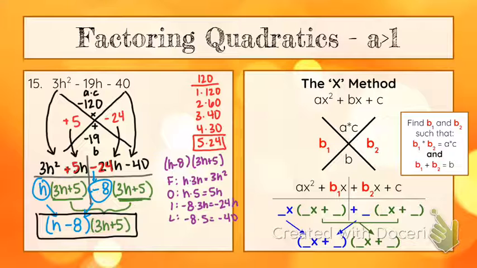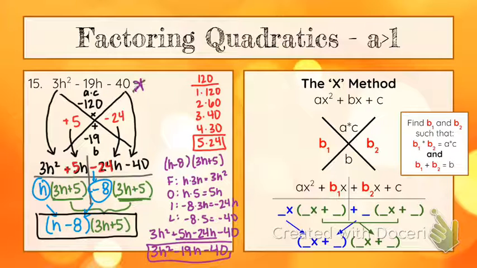So then we add all those together, 3h squared plus 5h minus 24h minus 40. And then combine like terms to get 3h squared minus 19h minus 40. And that is the same as this. So that means that our answer is correct.